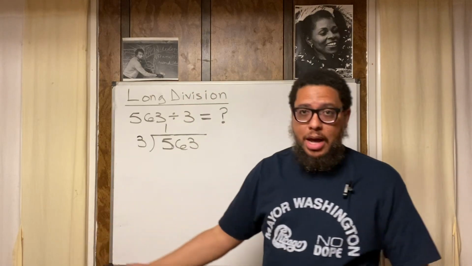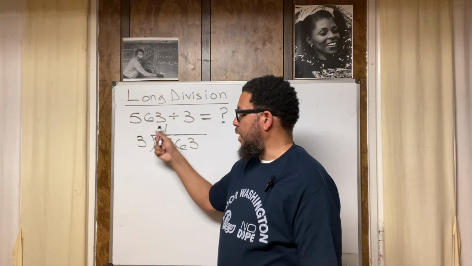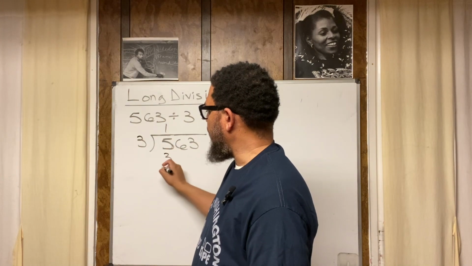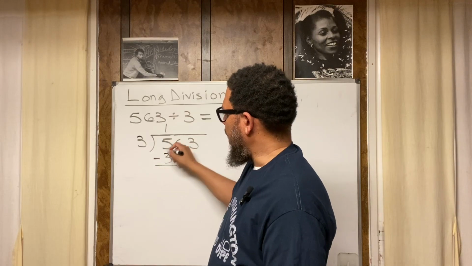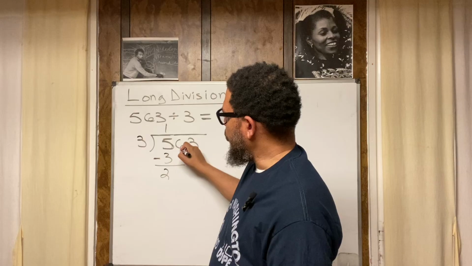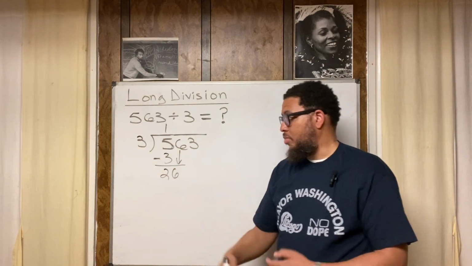Then we're going to multiply. Multiply what? The divisor by this quotient right here. So 3 times 1 is 3. Where do we write it? Underneath of the 5. And then we're going to subtract. 5 minus 3. What is that? 2. Right? And then we're going to drop this 6 down and start the process over again.